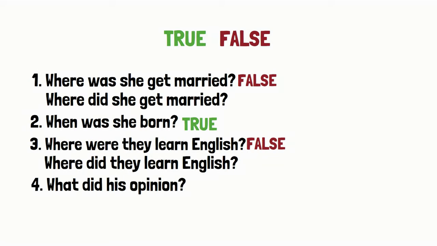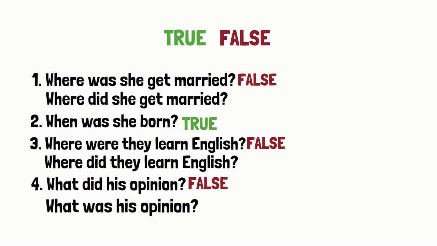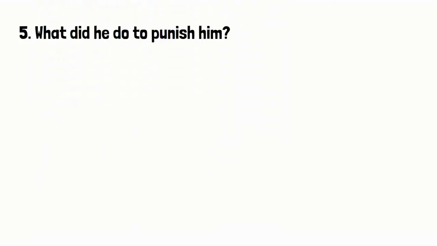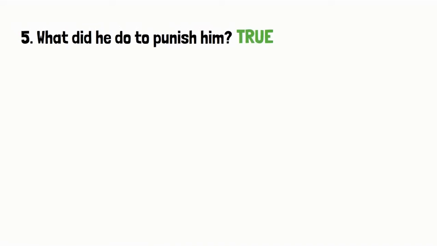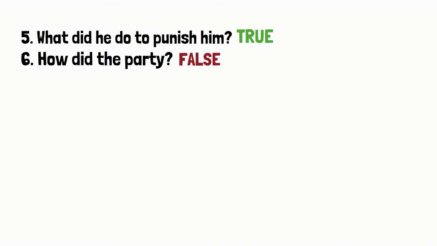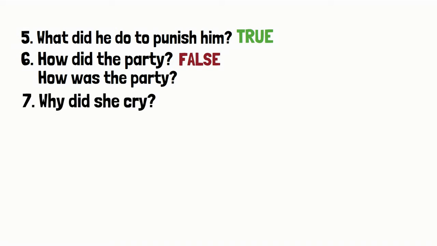4, what did his opinion? Is it true or false? False. What was his opinion? 5, what did he do to punish him? Is it true or false? True. 6, how did the party? True or false? Yes, false. How was the party? Number 7, why did she cry? True or false?